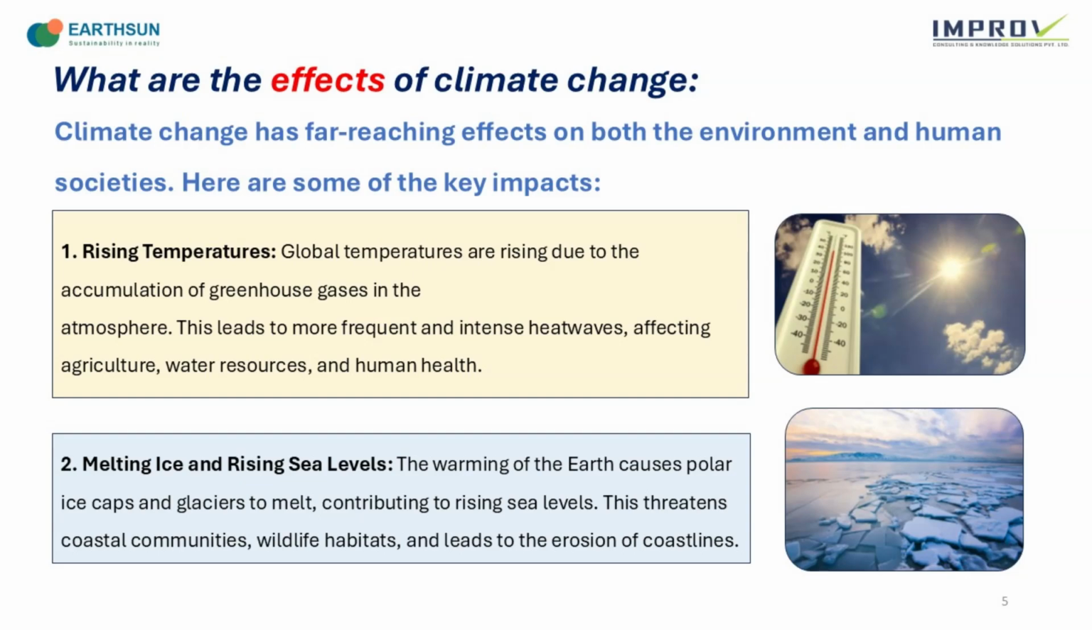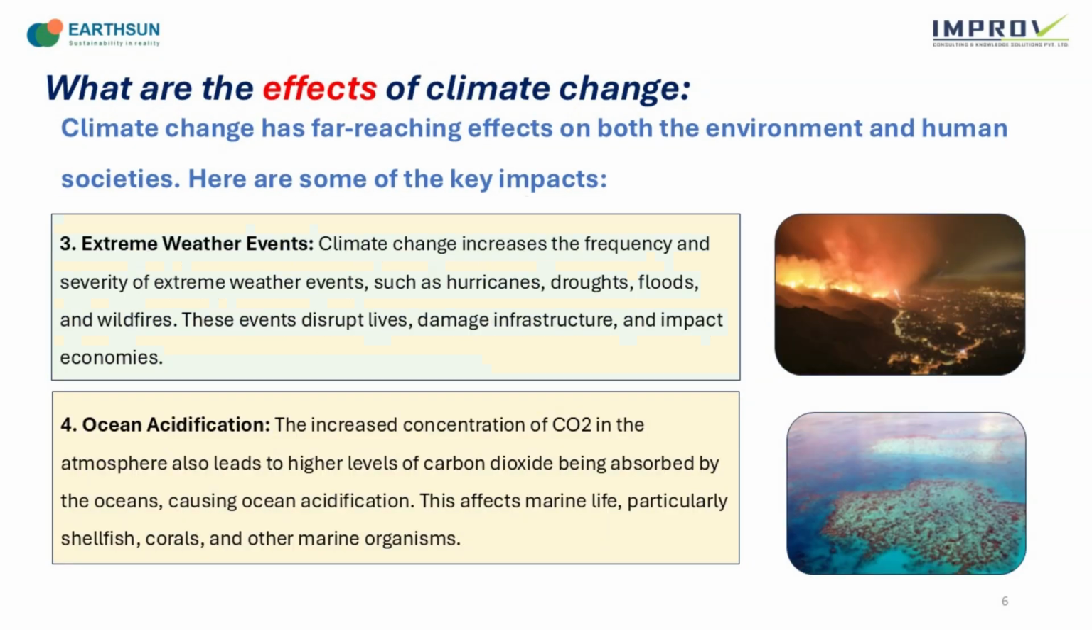2. Melting ice and rising sea levels. The warming of the Earth causes polar ice caps and glaciers to melt, contributing to rising sea levels. This threatens coastal communities, wildlife habitats, and leads to the erosion of coastlines. 3. Extreme weather events. Climate change increases the frequency and severity of extreme weather events, such as hurricanes, droughts, floods, and wildfires. These events disrupt lives, damage infrastructure, and impact economies.